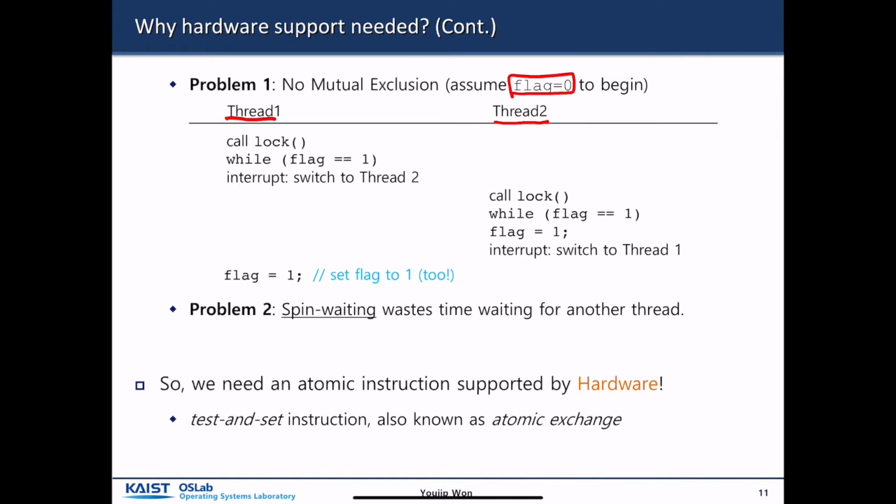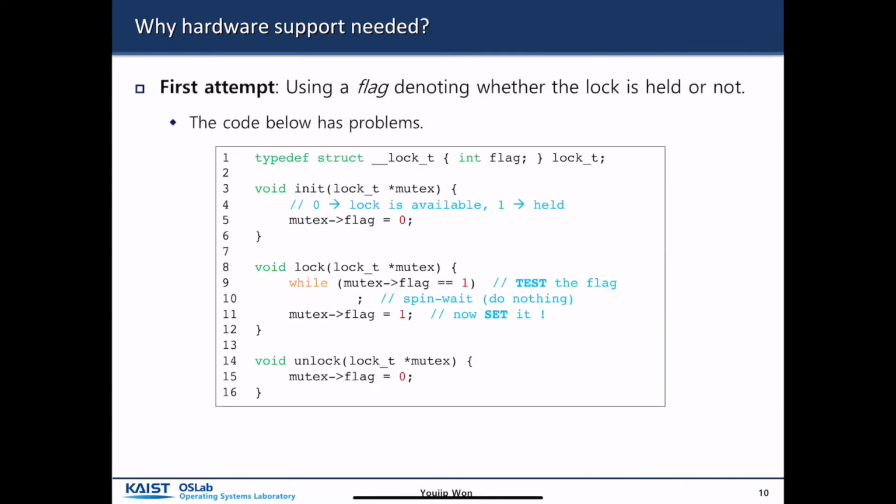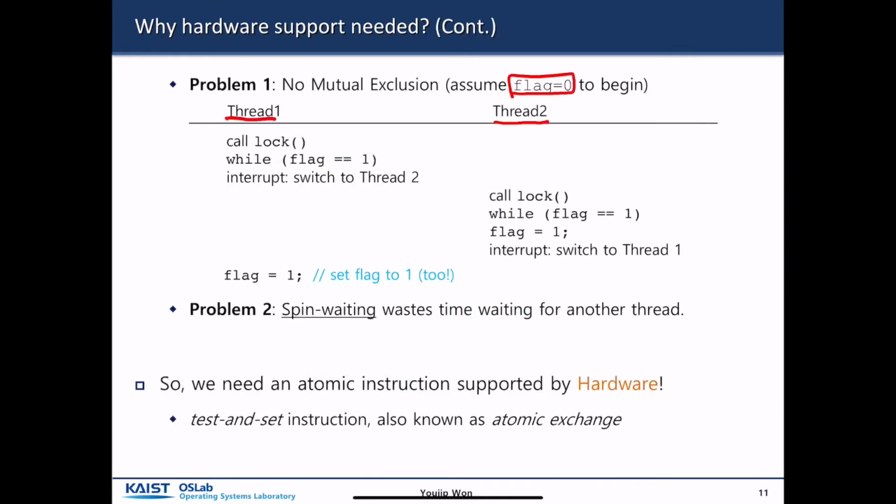Let's consider line 9 in the previous code. Line 9 is the while statement here. So thread 1 calls lock and checks if the flag is equal to 1. Of course, currently the flag value is 0. So let's consider the following execution scenario. Thread 1 executes line 9, and then a context switch happens, and thread 2 executes line 9 again. Then both threads can enter the critical section right here.